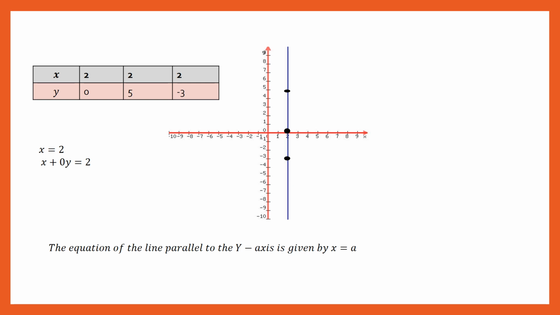In general, the graph of an equation of the form ax plus b equal to 0, or we can say x is equal to negative b by a, is a straight line parallel to the y-axis passing through the point (negative b by a, 0). Therefore, equation of the line parallel to the y-axis is given by x equal to a.